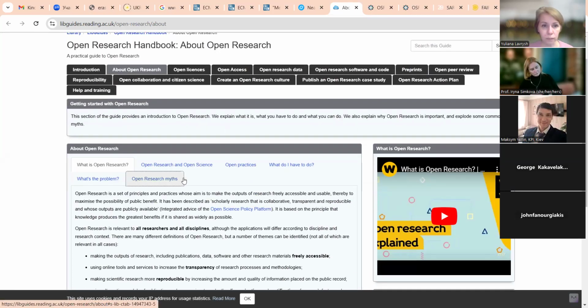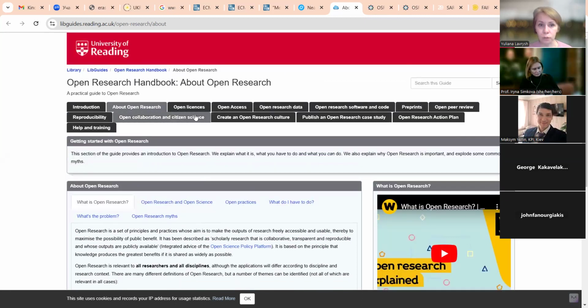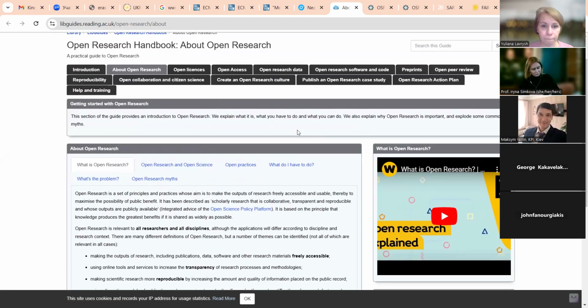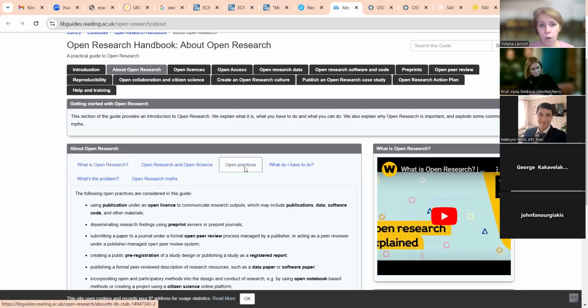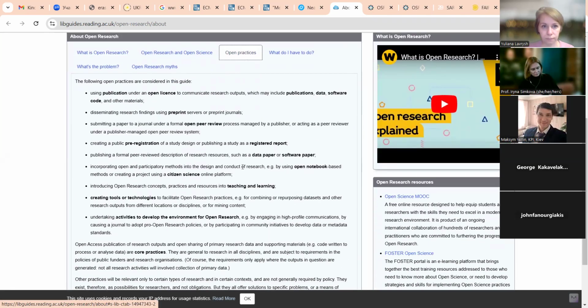So here, if you, for example, don't know about open license or something like that, you can just read and find out. But we are interested in practices. Here are open practices, and you can see that this is a list of these open practices which you should know about.